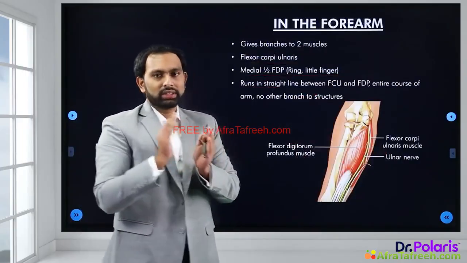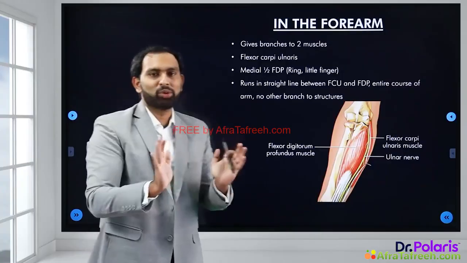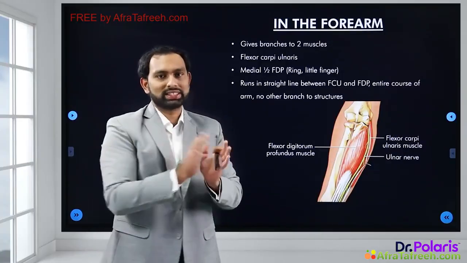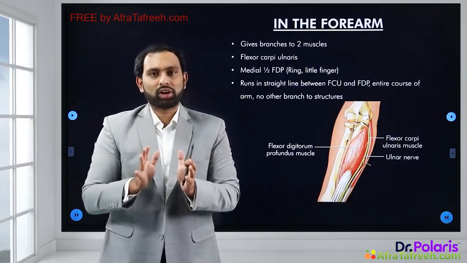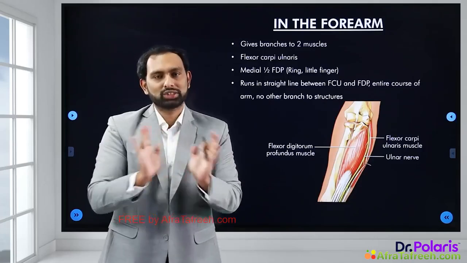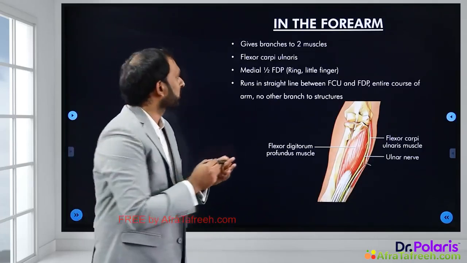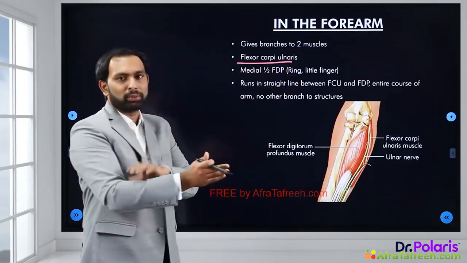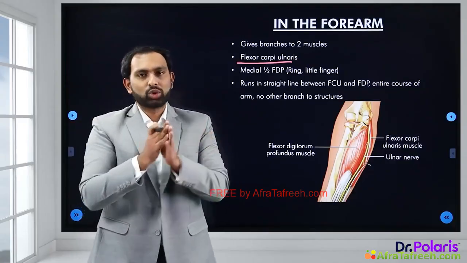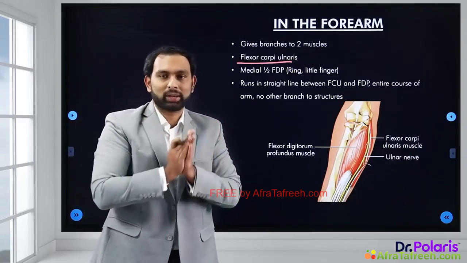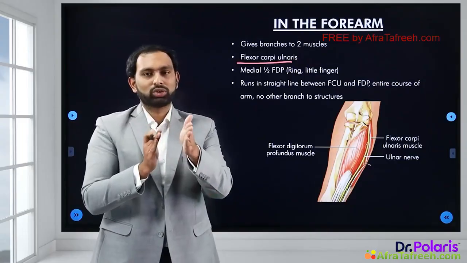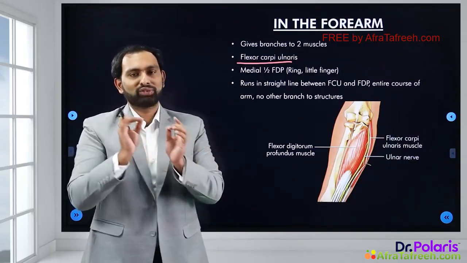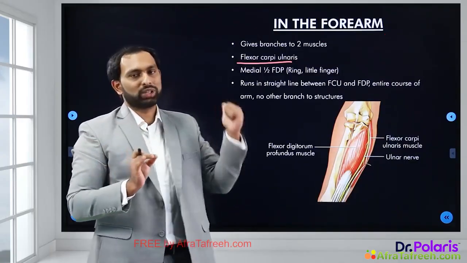So till now, the ulnar nerve has not given out any motor or sensory branch. In the whole of the arm, there are no motor or sensory branches given. But in the forearm, it gives out two branches and two branches only. These are the motor supply to the flexor carpi ulnaris. So I told you that in the forearm, after entering the forearm, it is going between the two heads of the flexor carpi ulnaris. While going between those two heads, it is also supplying this muscle. So the motor supply of the flexor carpi ulnaris is through the ulnar nerve.